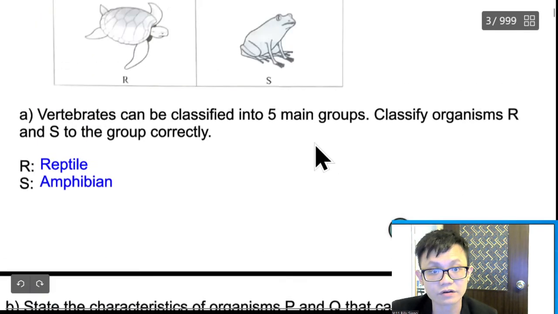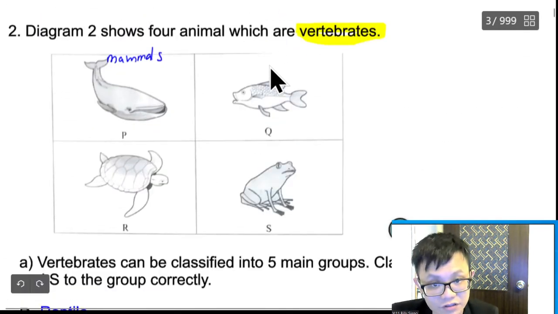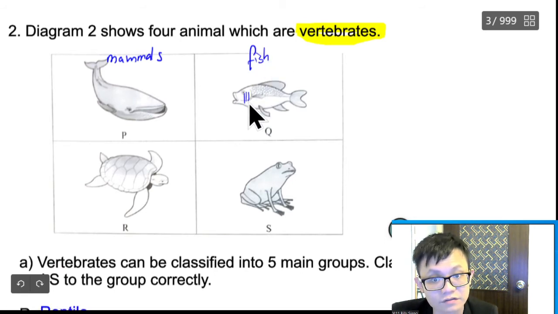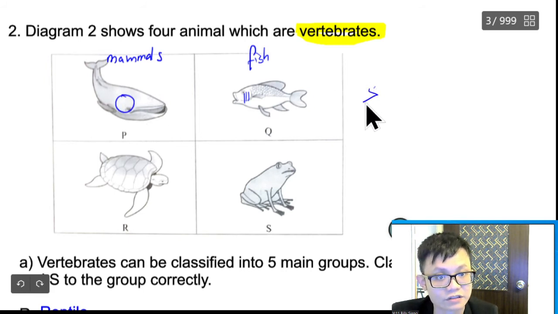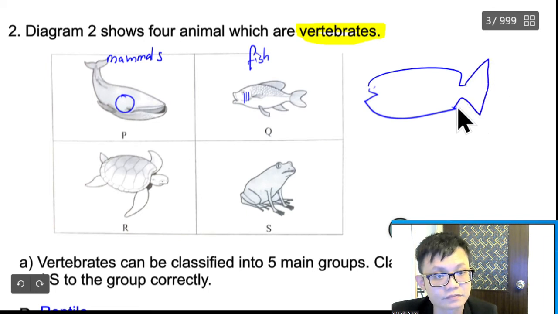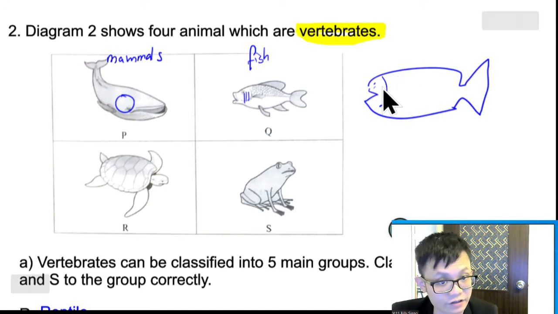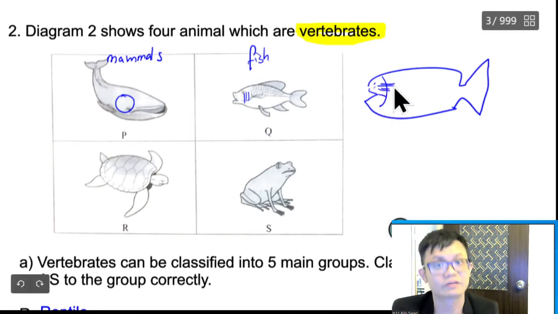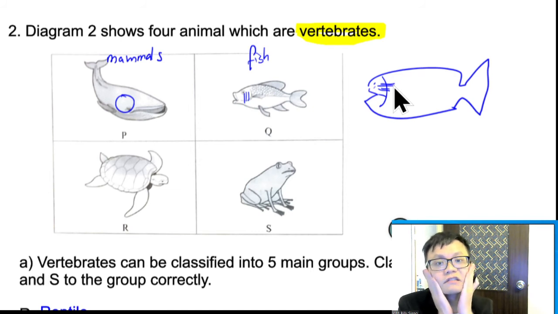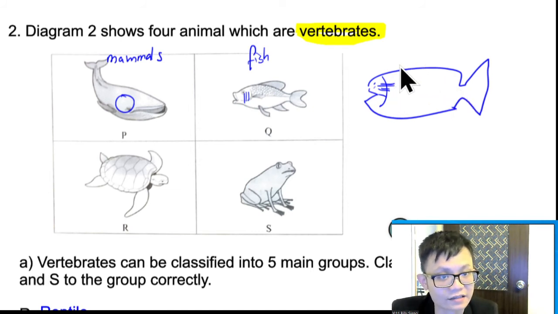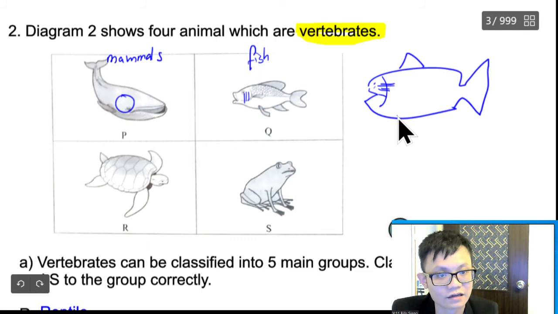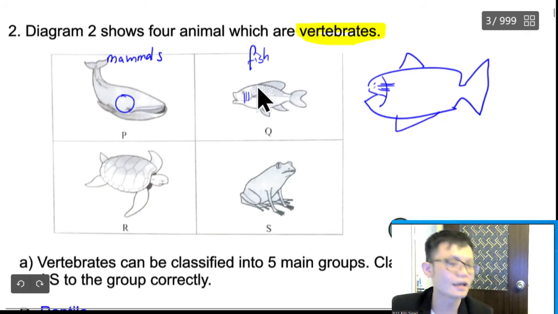And for group Q, this is a fish. Fish got gill, correct or not? This is the gill. You see here? No gill. How about shark? Let me draw a shark. This is supposed to be a shark. Shark is a fish, correct or not? Because shark got the gill, correct or not? You can see the shark here got the gill, and shark lays egg, though nobody has seen the shark egg before.